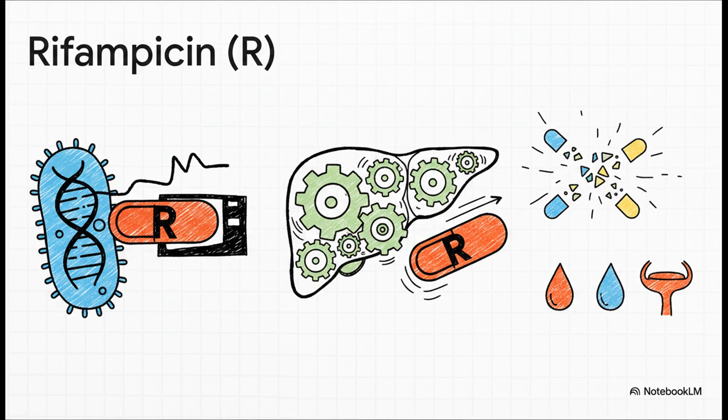It basically puts your liver's metabolism into overdrive, which chews up dozens of other drugs, like warfarin, oral contraceptives, and even critical HIV meds, way faster than normal. You have to be on top of these interactions. And of course, it's the drug that famously turns your urine, sweat, and even your tears a harmless orange-red color.